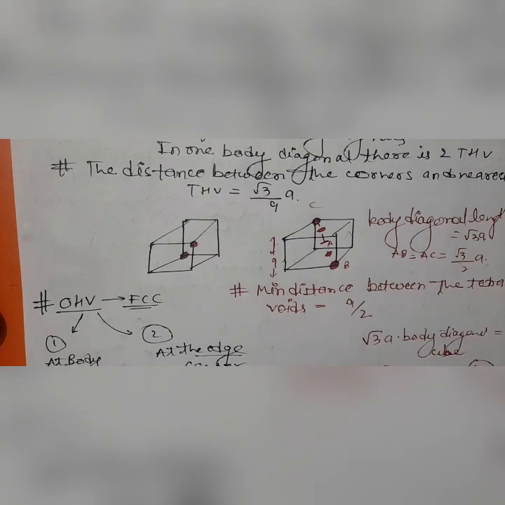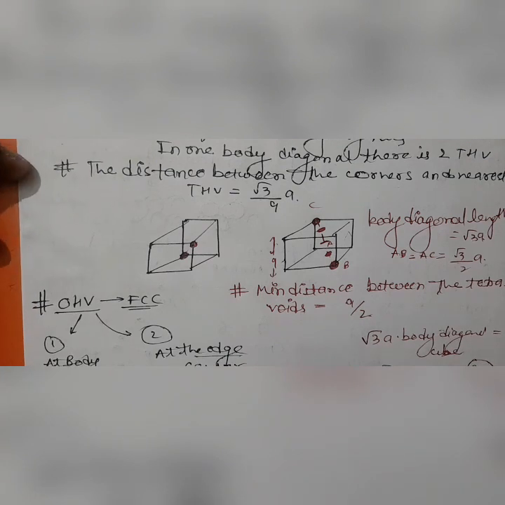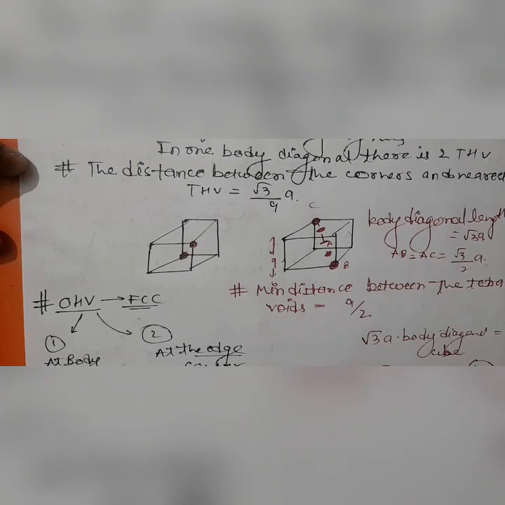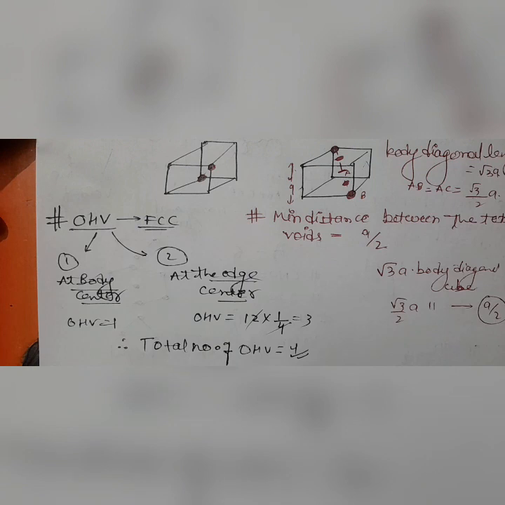In the body center there is an octahedral void, that equals 1. In the edge center, there are 12 edges in the cube, and each edge contributes 1 by 4th part to the unit cell, that is equal to 3. So the total number of octahedral voids is 4. Okay, so here we come to the end of the location of the voids.